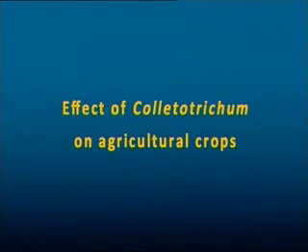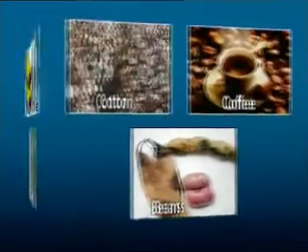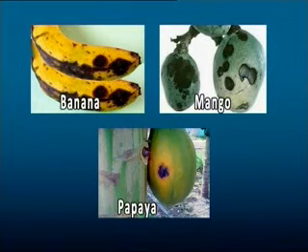Now, effect of Colletotrichum on agricultural crops. Colletotrichum species have been reported on a wide range of hosts. However, the most prominent of these are species attacking cash crops such as cotton, coffee, beans, and tropical fruits like banana, mango, and papaya.